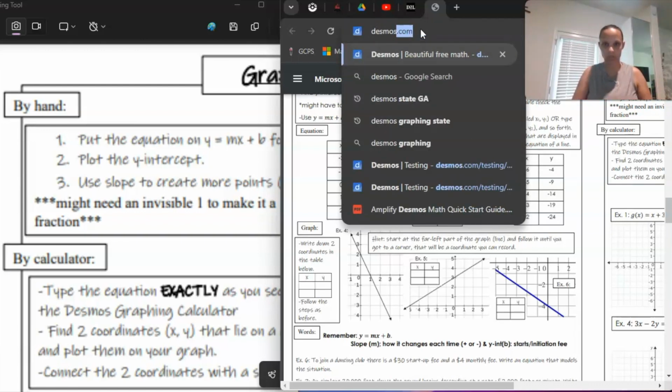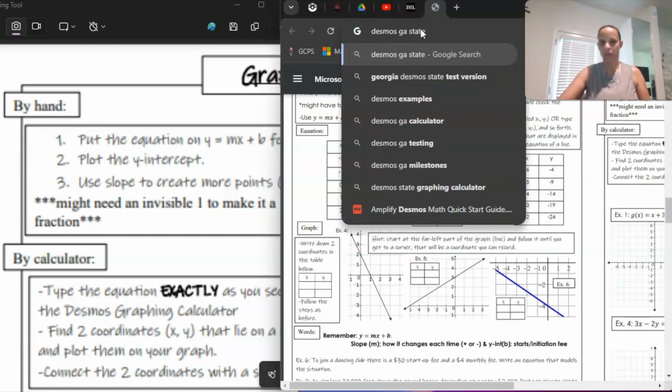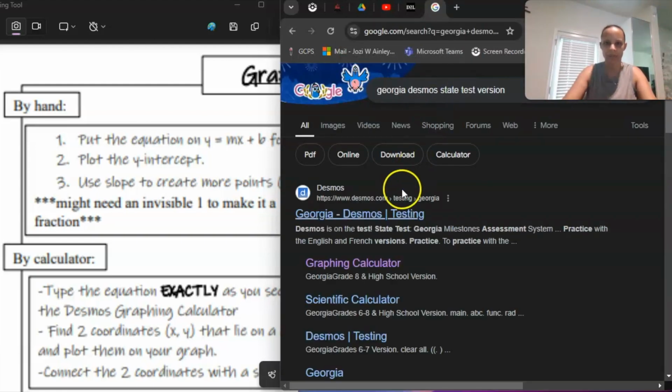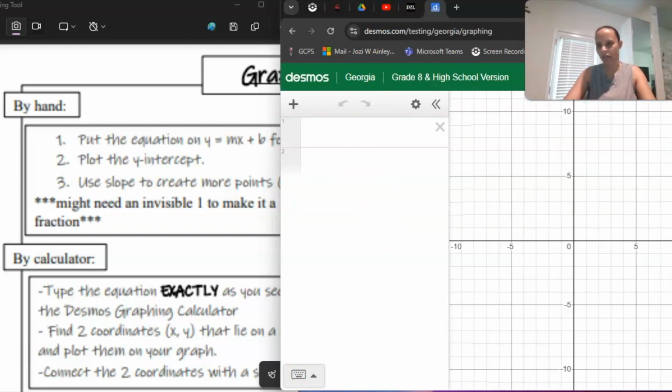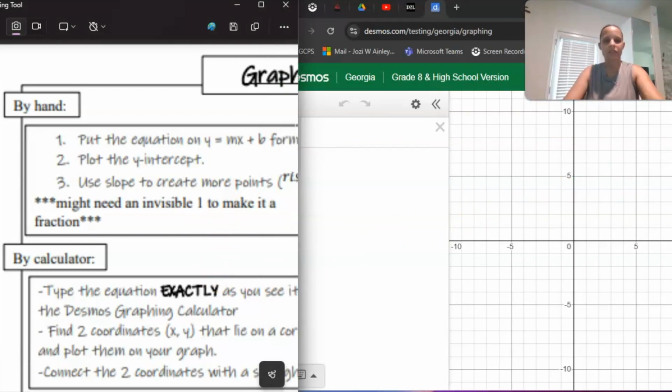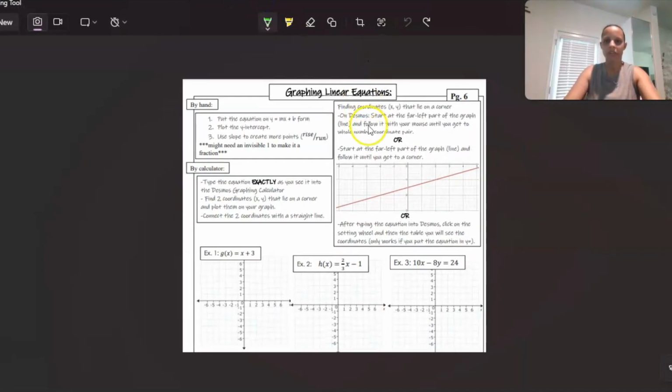So what you're going to Google is Desmos GA state. Let's try that one. Georgia Desmos state test version, something like that. All right, then you're going to get the graphing calculator. The important thing to notice is right here it should say Georgia, okay? Because again, there's some functionalities that you won't have access to with a regular calculator, so we might as well get used to what we're going to actually have. All right, so graphing linear equations.